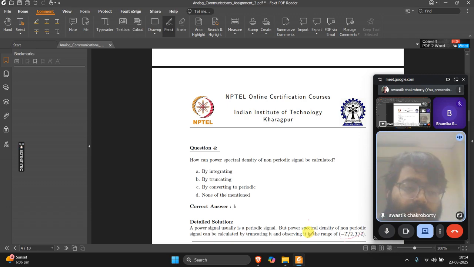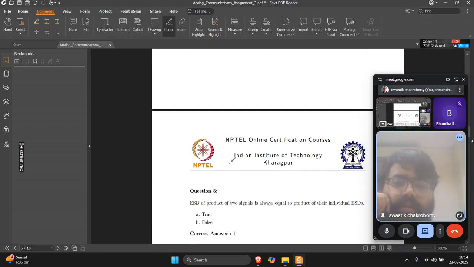But you cannot find the power spectral density of the entire signal. You have to limit it in time. And how do you limit it in time? By truncating. So the correct answer is by truncating.